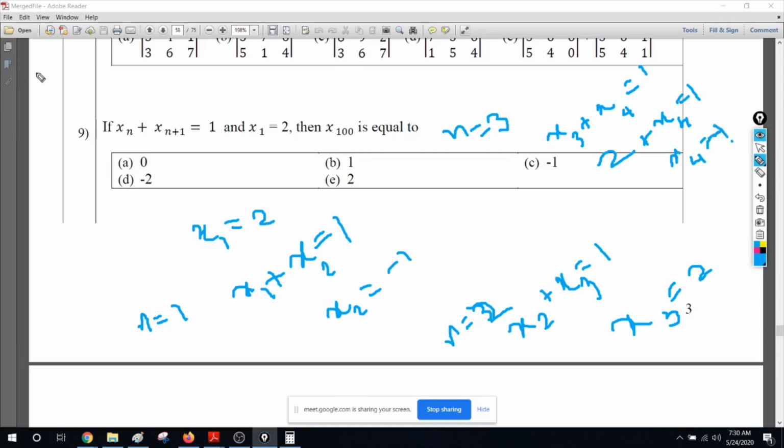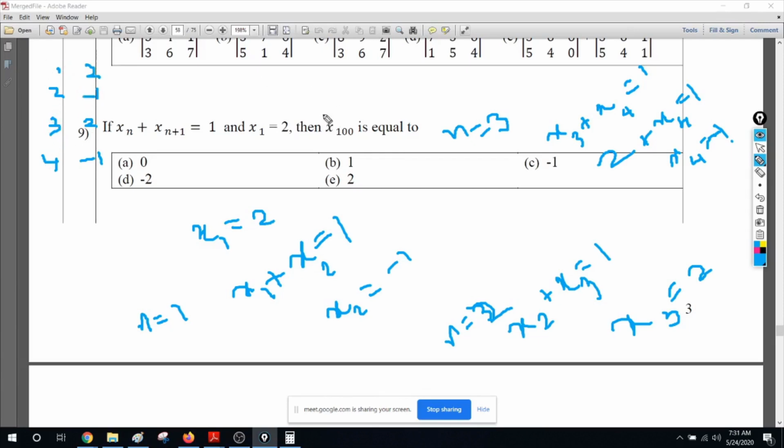Now you can see that x1 is, so this is 1 2 3 4, right? x1 is 2, x2 is minus 1, x3 is 2, x4 is minus 1. Now you can see the pattern: 2, minus 1, 2, minus 1, 2, minus 1. When it is even, minus 1. When it is odd, 2.